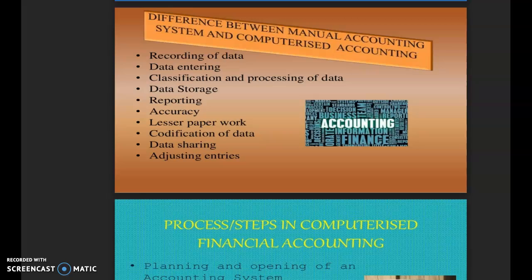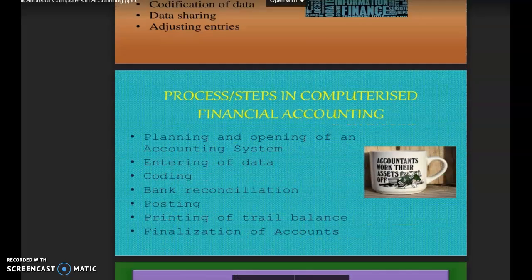Data can be shared with the help of the computer with the other concern, or with the parent and the subsidiary concern, or the mother and sister concerns. And then adjusting entries which are required to be made, that is transfer entries, closing entries, opening entry, adjusting entry, they are also to be done through the computer under the computerized accounting system.